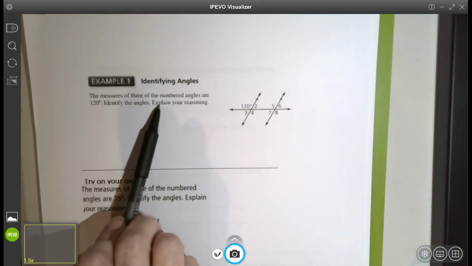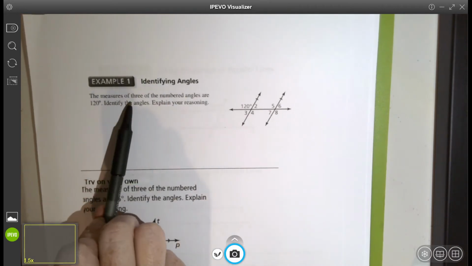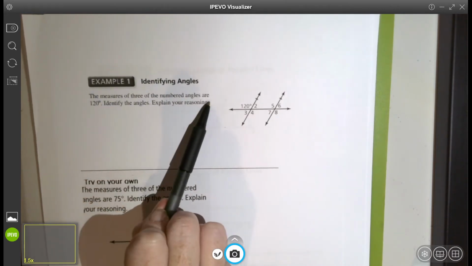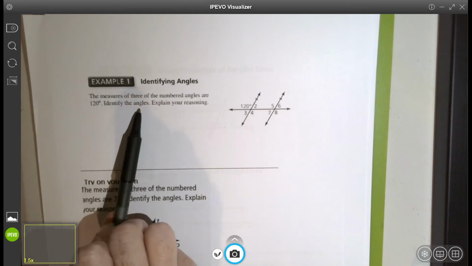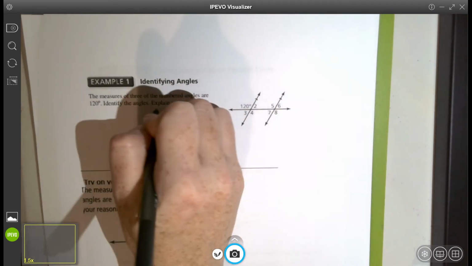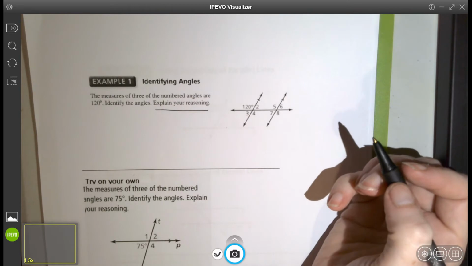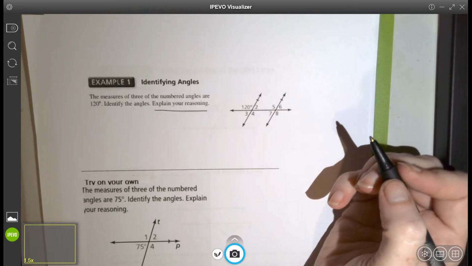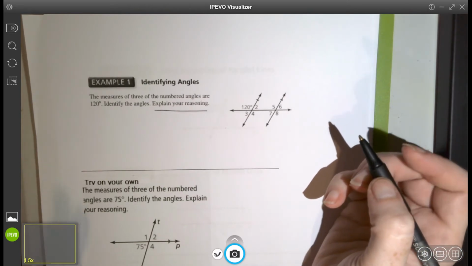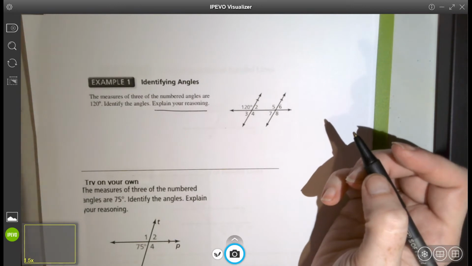All right, so here it says identifying the angles. It says the measure of 3 of the numbered angles are 120 degrees. Identify the angles. Explain your reasoning. So explaining your reasoning is a little bit of vocabulary, and this all depends on how you approach your problem. So here, they want us to figure out which angles are 120 degrees. So I'm going to use all the angle relationship skills that I know of.